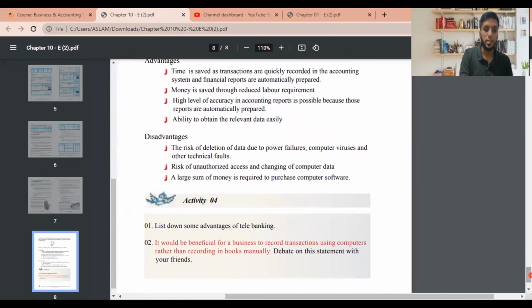And the last thing: it would be beneficial for a business to record transactions using computers rather than recording in books manually. Debate on this statement with your friends. Of course, I would say it's better to record the transactions automatically because it will save a lot of time. But when you are doing it manually, you might be correct most of the time with your experience. But if an inexperienced person works, he might make a lot of mistakes.